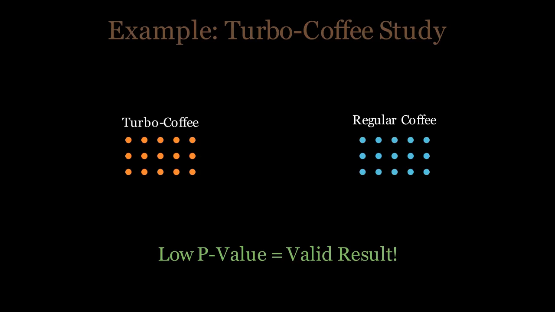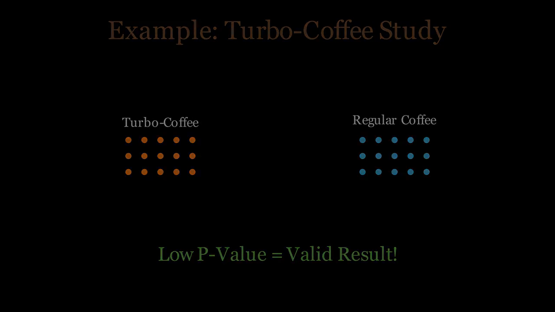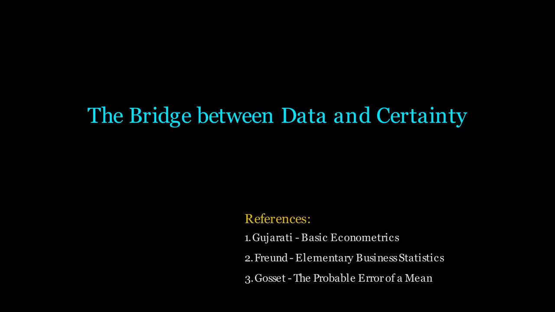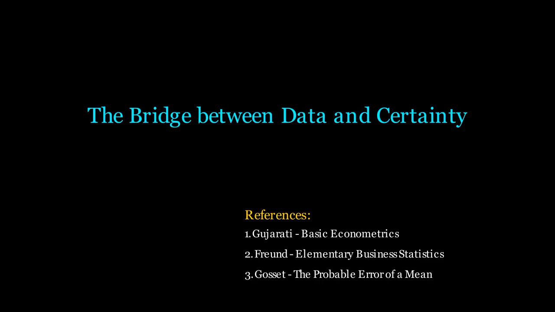In summary, the T-test is the bridge between raw data and scientific certainty. It helps us navigate the uncertainty of small samples and provides a mathematical framework for discovery. Whether you are brewing beer like Gosset or analyzing clinical trials, the T-test remains an essential pillar of modern science.